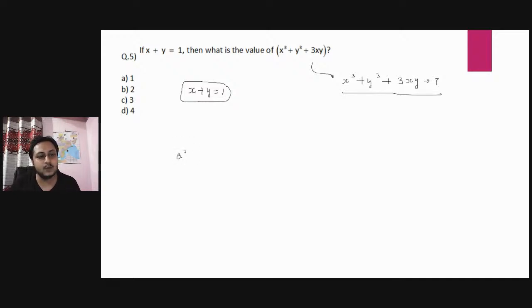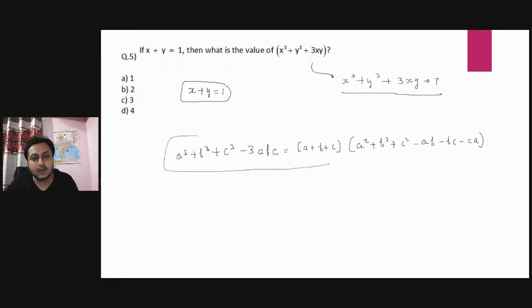That a cube plus b cube plus c cube minus 3abc should be equal to a plus b plus c into a square plus b square plus c square minus ab minus bc minus ca. Got it, guys? You have to know this formula, because you have to know some identities in algebra, right?